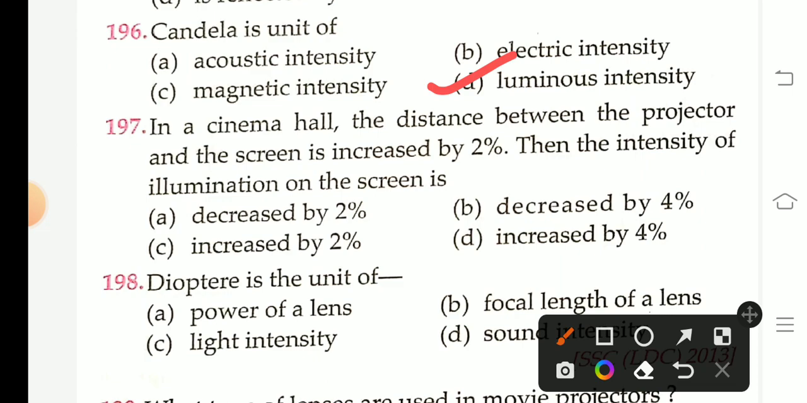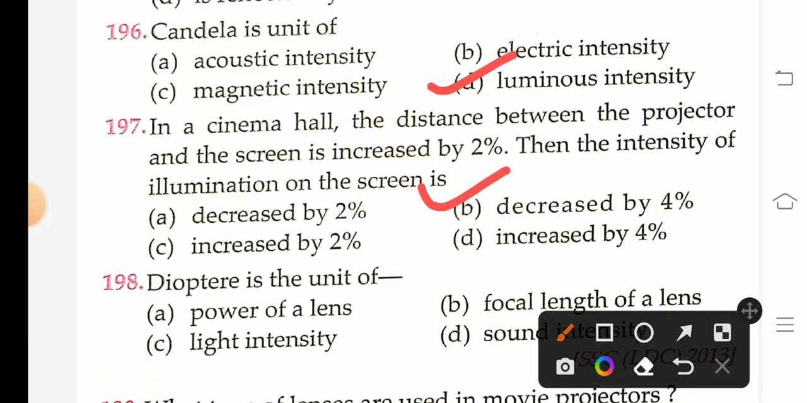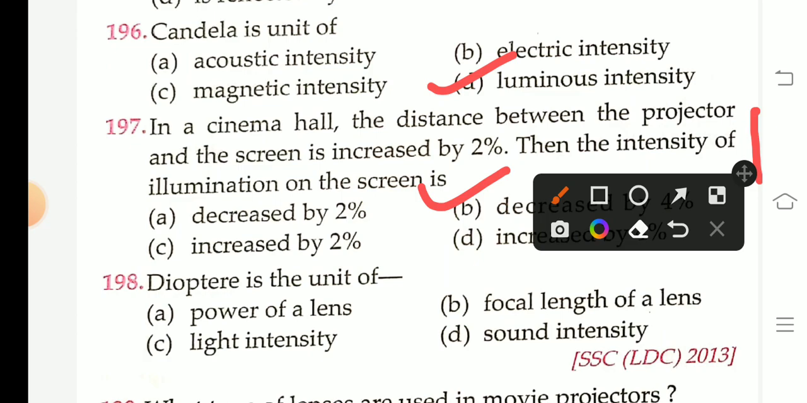Next, in a cinema hall, the distance between the projector and the screen is increased by 2%. Then the intensity of illuminance of the screen is. Right answer will be option B. Decreased by 4%. Next, diopter is the unit of. Right answer will be option A. Power of lens.